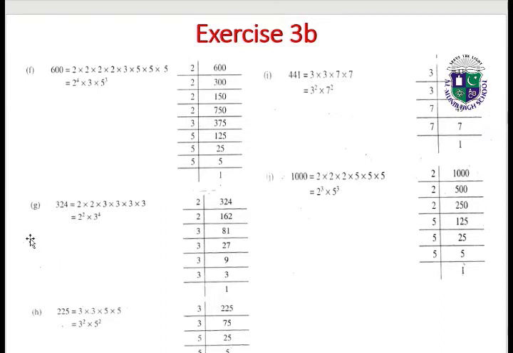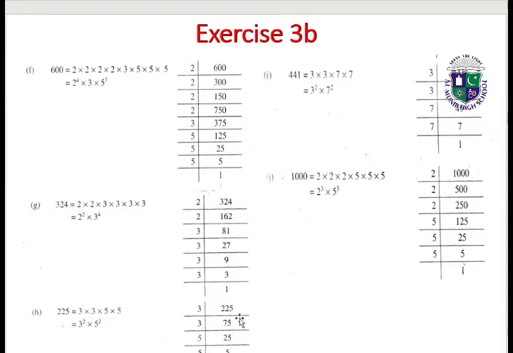G part, 324. 2 1s are 2, 2 6s are 12, 2 2s are 4, 2 8s are 16, 2 1s are 2, 3 2s are 6, 2 carry, 21, 3 7s are 21, 3 9s are 27, 3 3s are 9, 3 1s are 3. 324: 2 multiplied by 2, multiplied by 3, multiplied by 3, multiplied by 3, multiplied by 3, 2 square multiplied by 3 power 4, index form.